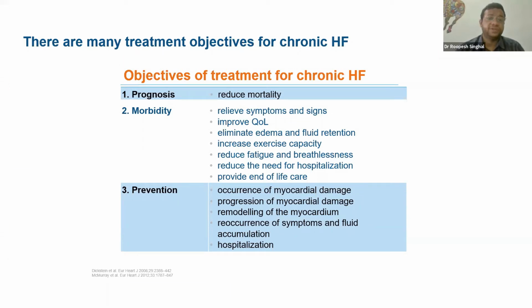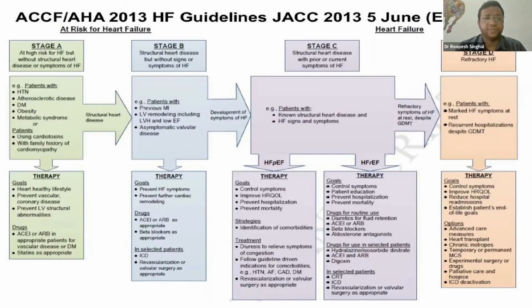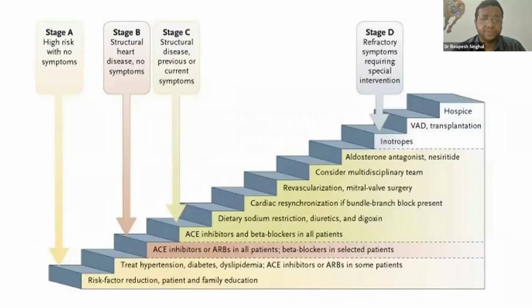So what can we do about it? These are the ACC guidelines that we are all familiar with. Let's concern ourselves with refractory, that is stage C and stage D heart failure despite guideline therapy. This is a very nice stepwise treatment of heart failure. Start with risk factor modification, treatment of other comorbidities, ACE inhibitors, beta blockers, sodium restriction, CRTs, revascularization, and aldosterone antagonists, inotropes. Finally, ventricular assist devices and heart transplantation.